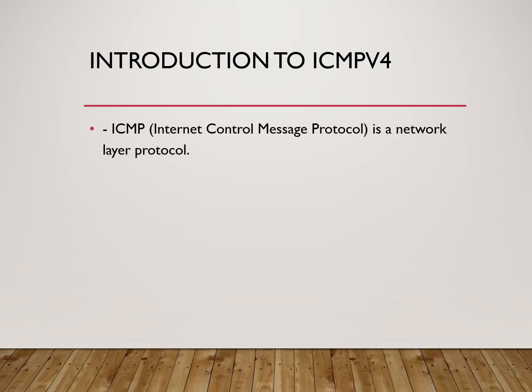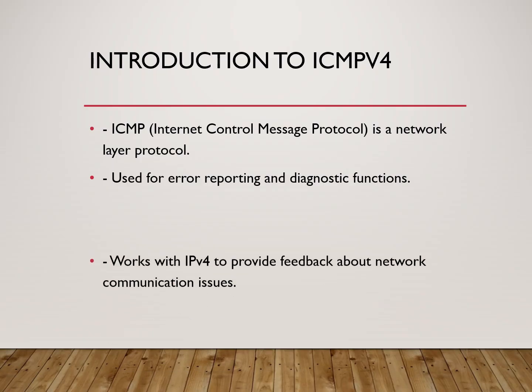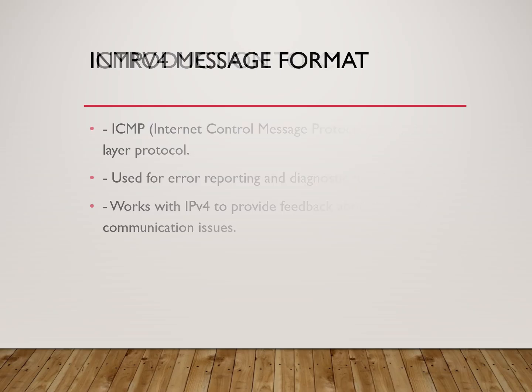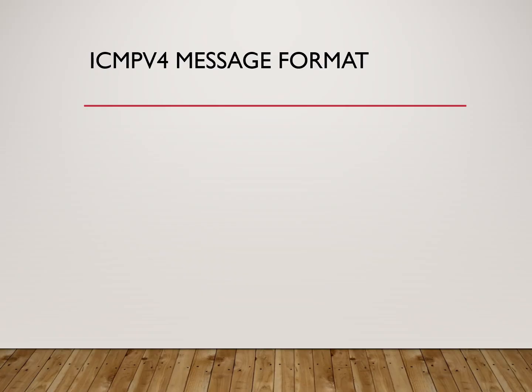ICMP stands for Internet Control Message Protocol. It is a core protocol of the Internet Protocol suite used for error reporting and network diagnostics. ICMP works alongside IP version 4 and is essential for identifying issues like unreachable destinations or faulty routes. When network devices such as routers face connectivity issues, ICMP sends error messages to the source. For example, if a router can't deliver a packet, it sends an ICMP message back to the sender indicating the problem.